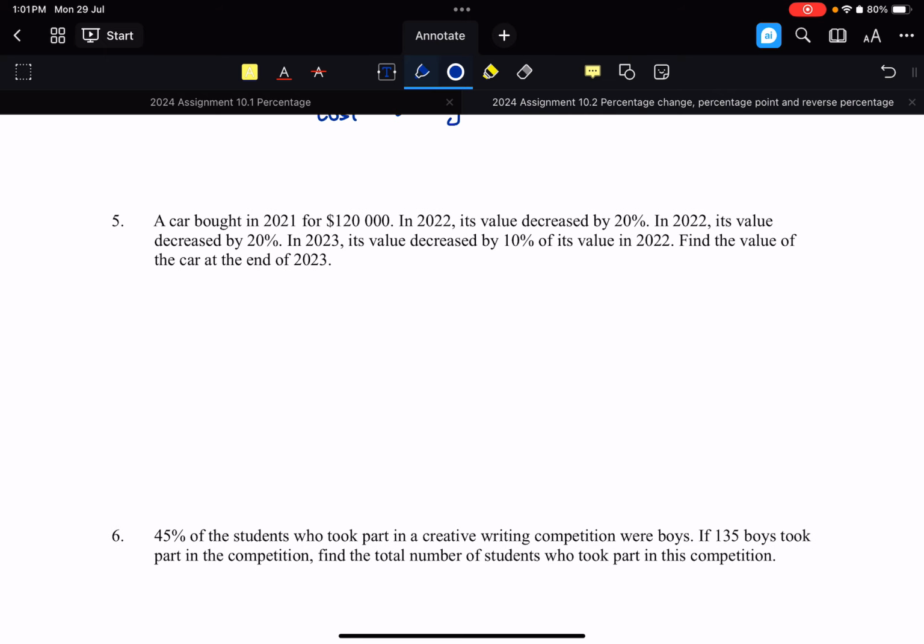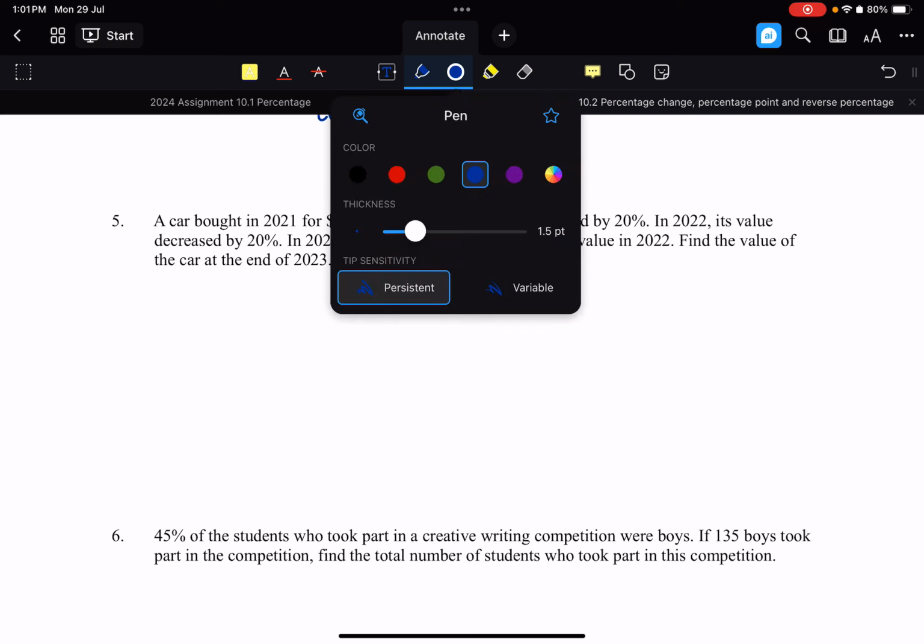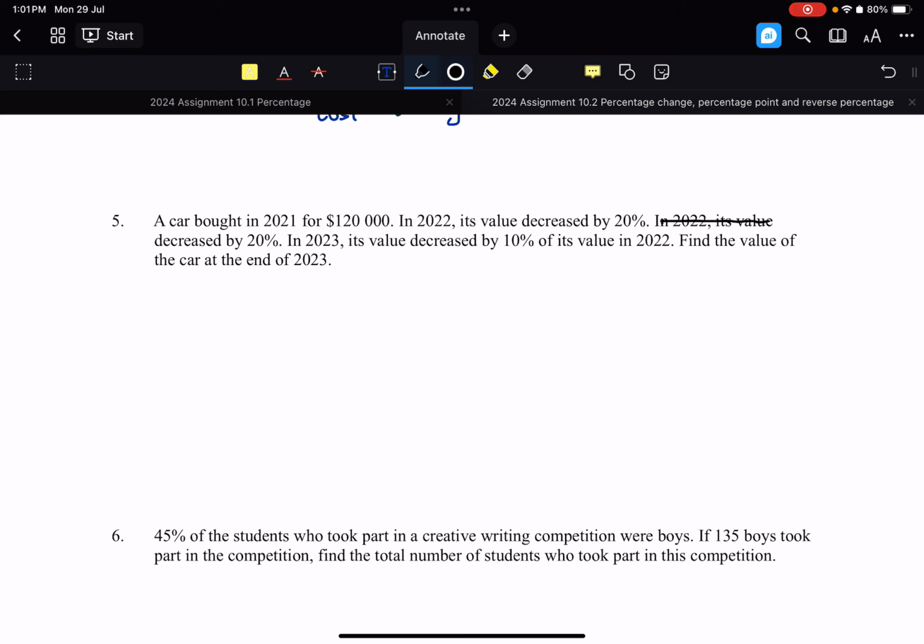A car was bought in 2021 for $120,000. In 2022 its value decreased by 20%, and then in 2022 its value decreased by 20%. Hey, it's repeated. Typos happen, so you can remove one of it, and that will be fine. So in 2023 its value decreased by 10% of its value in 2022. Find the value of the car at the end of 2023.